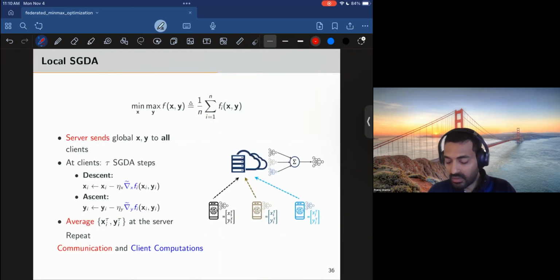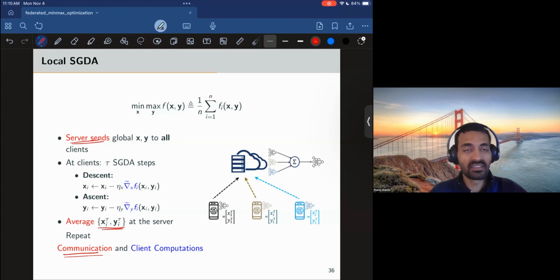So as you can imagine, there are two major costs to this algorithm. The first is communication, which are shown in red. When the server sends its global X's and Y's to the clients, it is doing some communication. Similarly, when the clients send their locally updated X's and Y's back to the server, there is again communication happening. So in one round, there is one back and forth between the clients and the server.